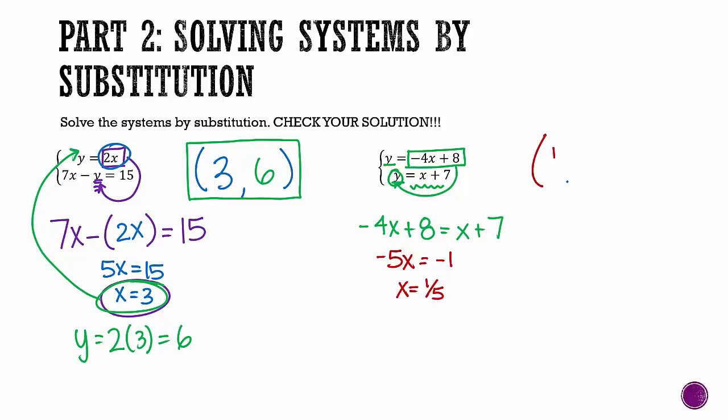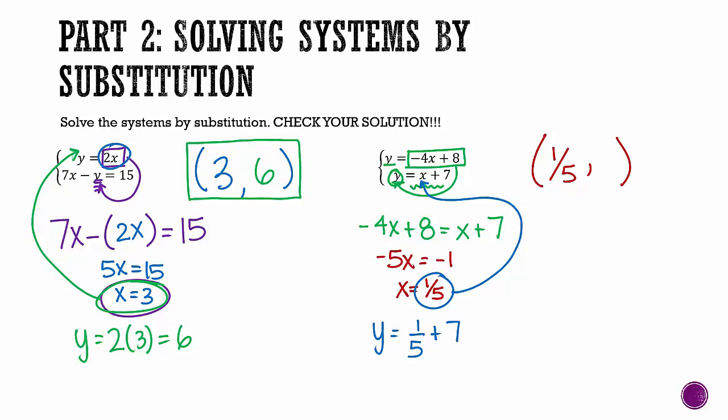Don't stop here, because remember, you need two parts. You need an x and a y value. So just like every time before, we're going to substitute this in for one of the x's. It doesn't matter which one you do. I'm going to pick this one right here, because it looks a little easier to me. y equals my x, which is 1/5, plus 7. Don't go breaking out your calculators. Everybody knows how to add these. Remember, you have to turn 7 into something divided by 5.